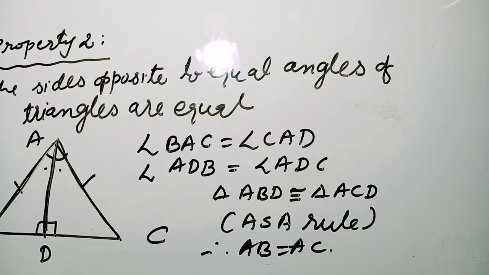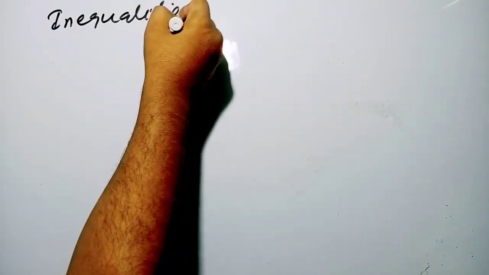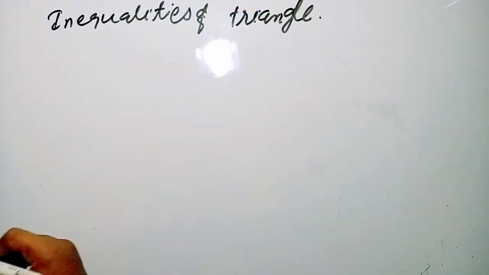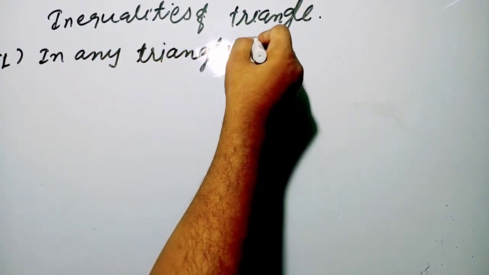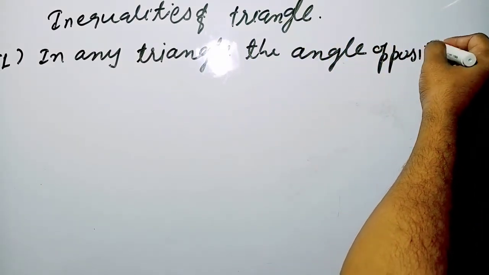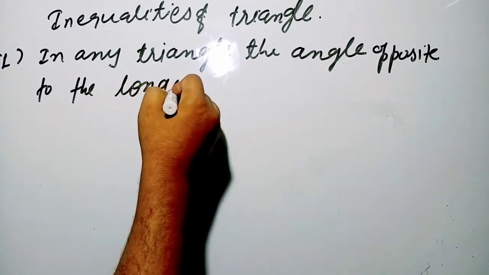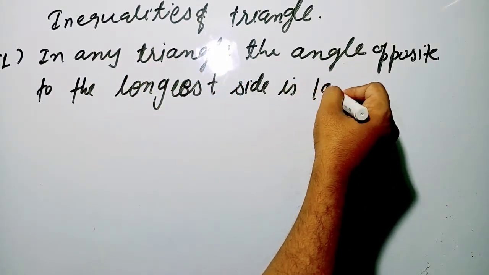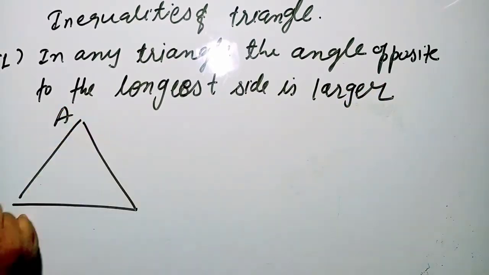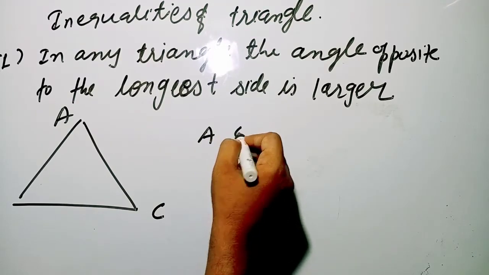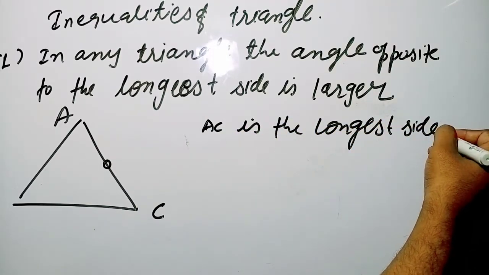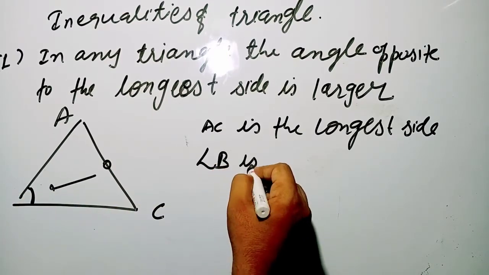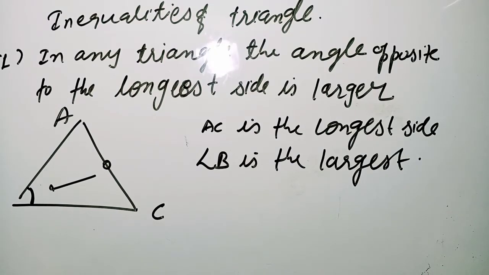Okay, now moving to the next, inequalities of triangles. What are inequalities of a triangle? Let us see the first one. In any triangle, the angle opposite to the longest side is larger. Here we have triangle ABC, and suppose AC is the longest side. So what about angle B? Angle B will be the largest angle, right students?